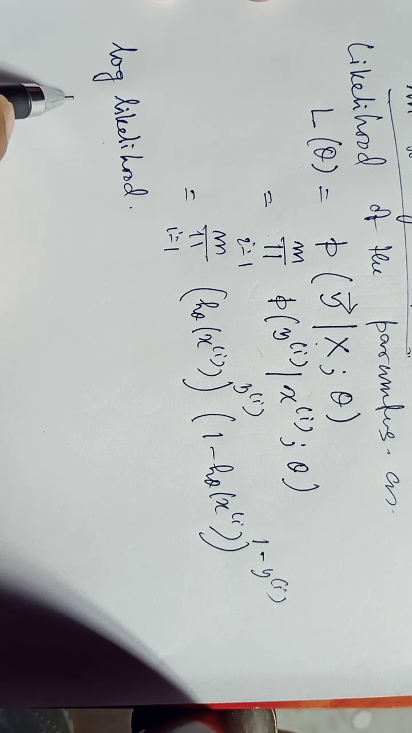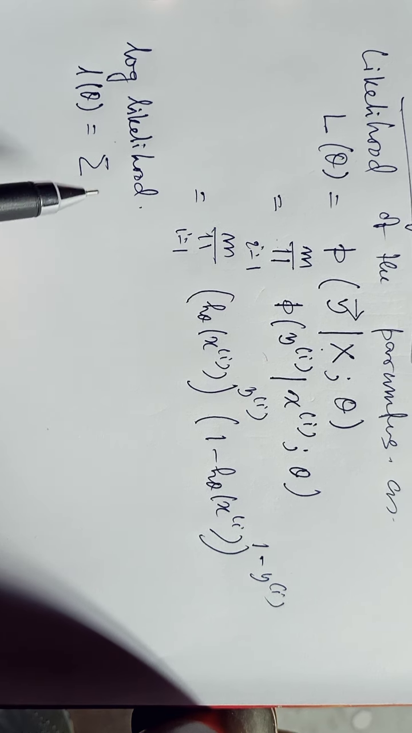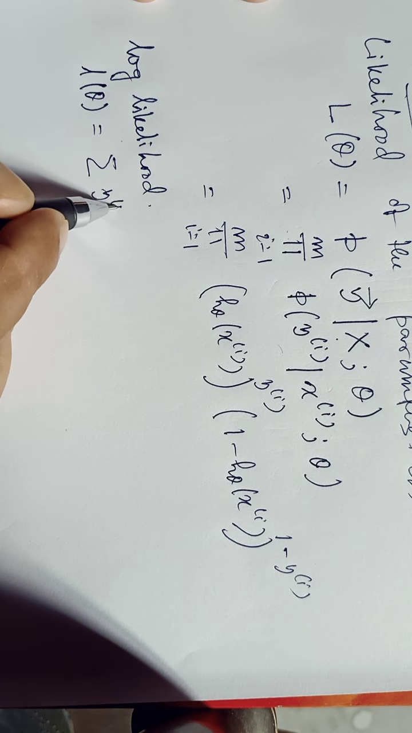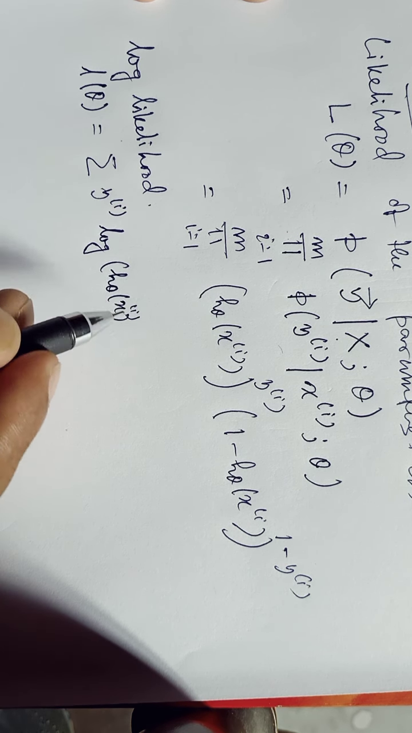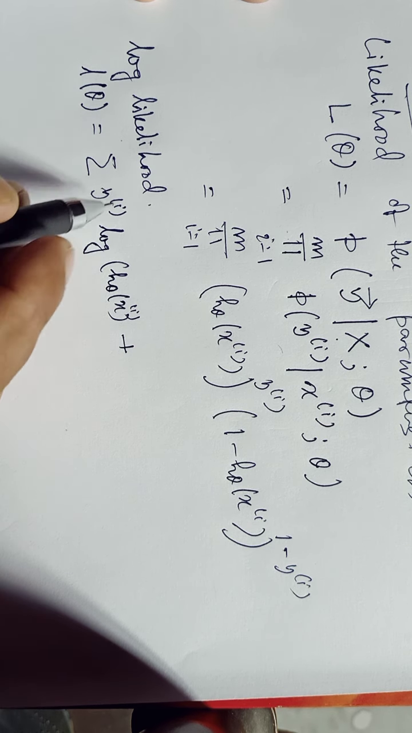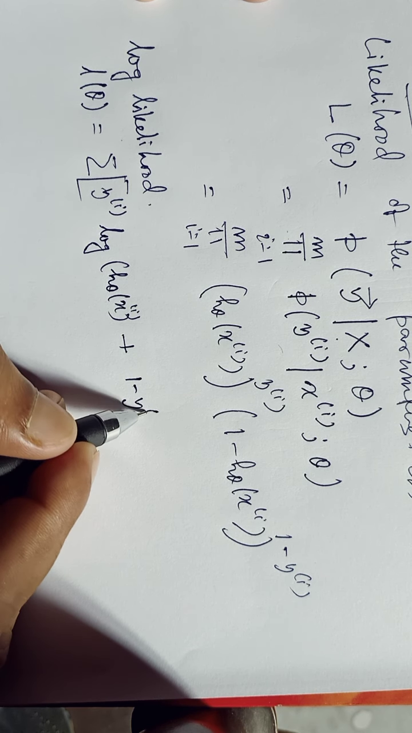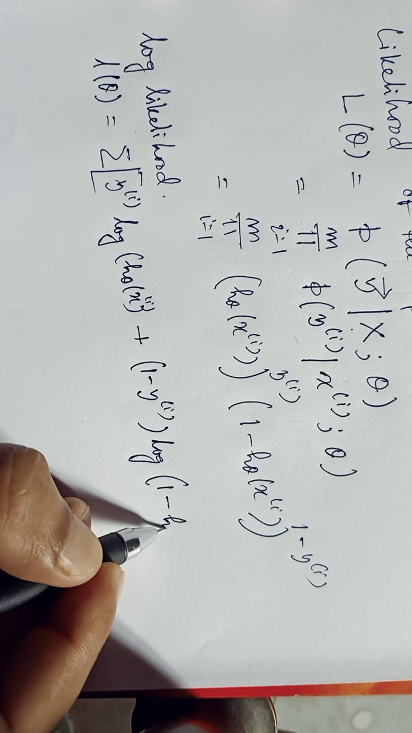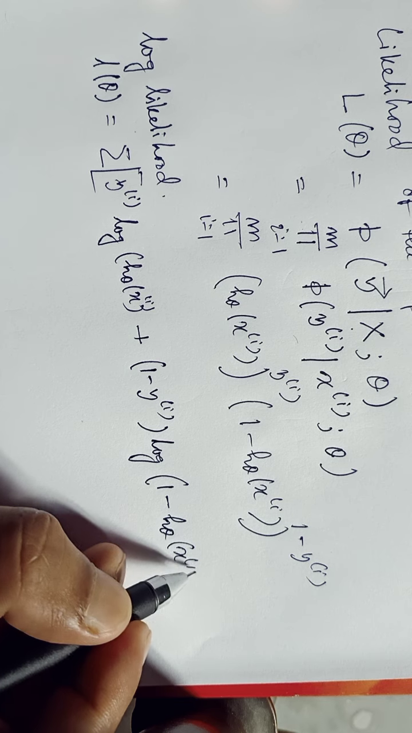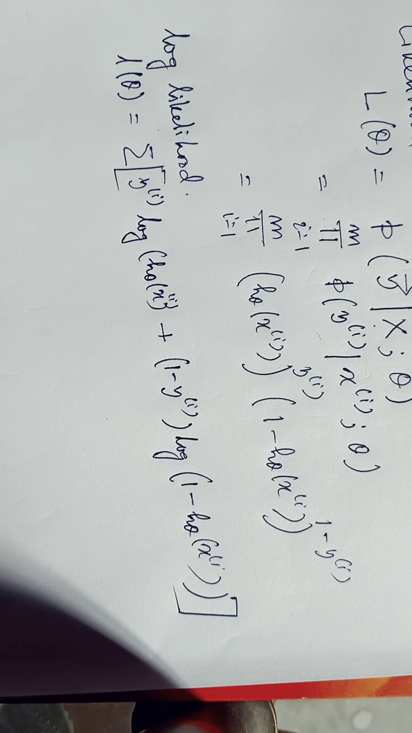Whenever we apply the log likelihood, that is small l theta, it equals the product becoming a summation of y i log of h theta x, plus 1 minus y i into log of 1 minus h theta x. Okay, up to this I think it is clear, right?